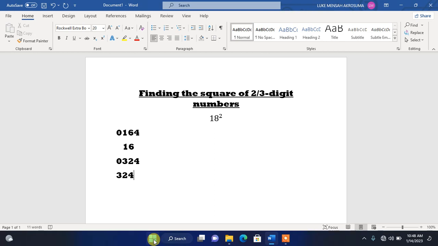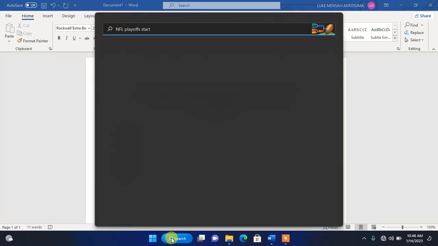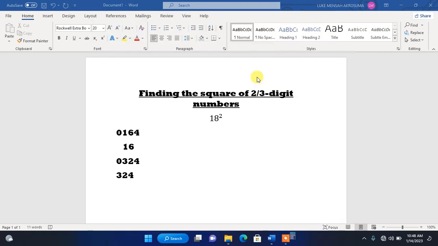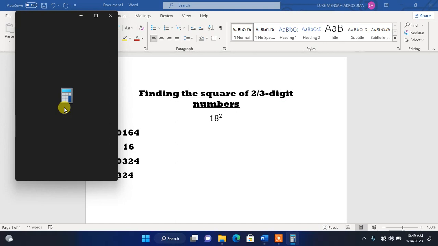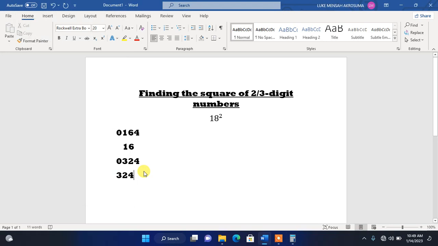We can confirm it using our calculator. Remember, the square means that same number times itself. So 18 squared, we have 324 as expected. Let's try another example.